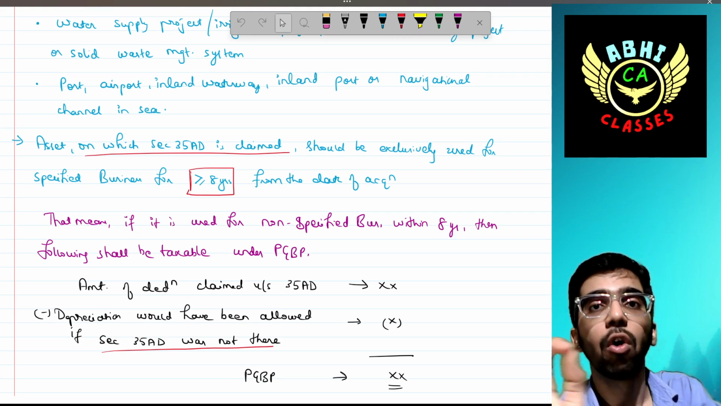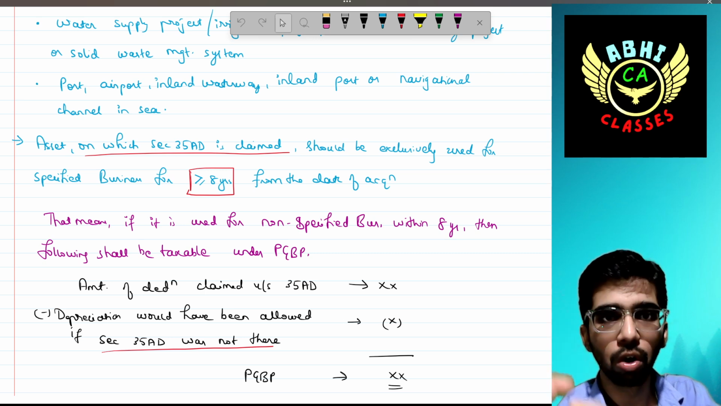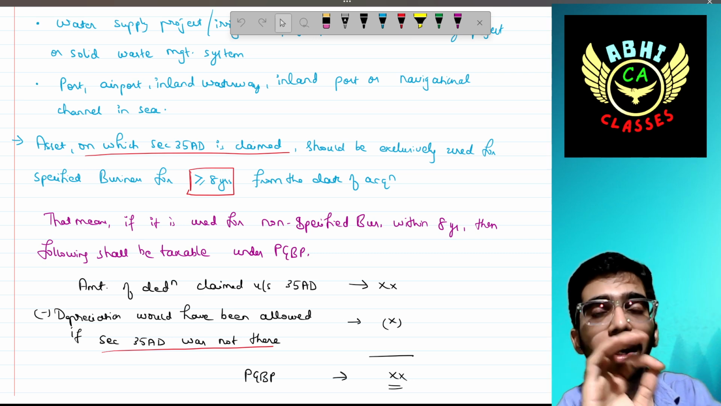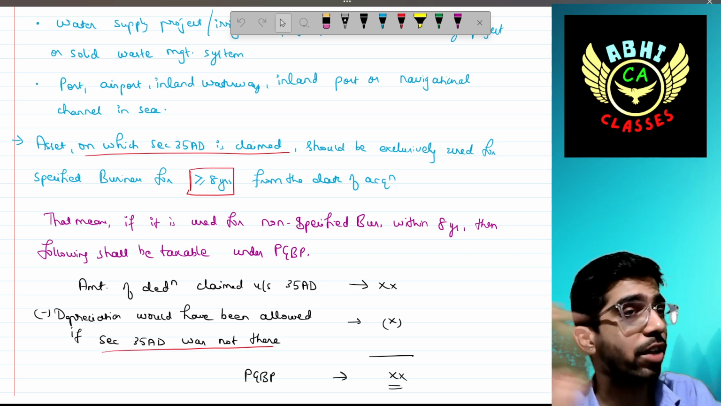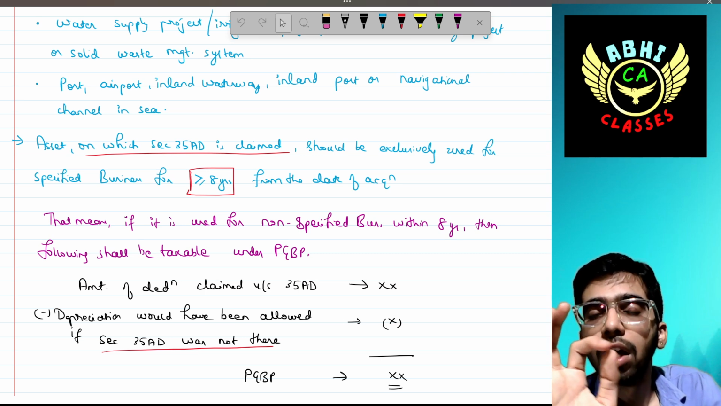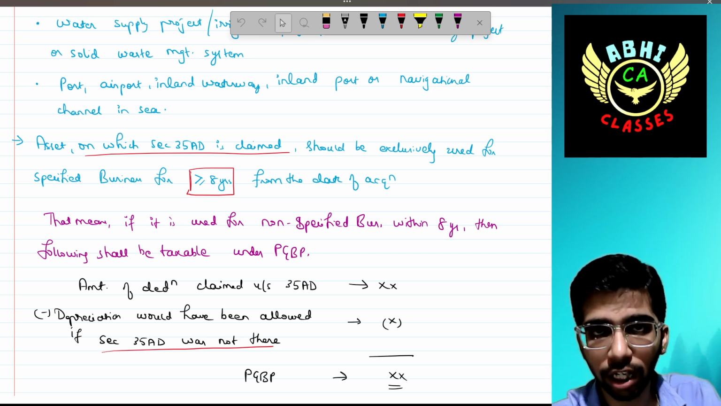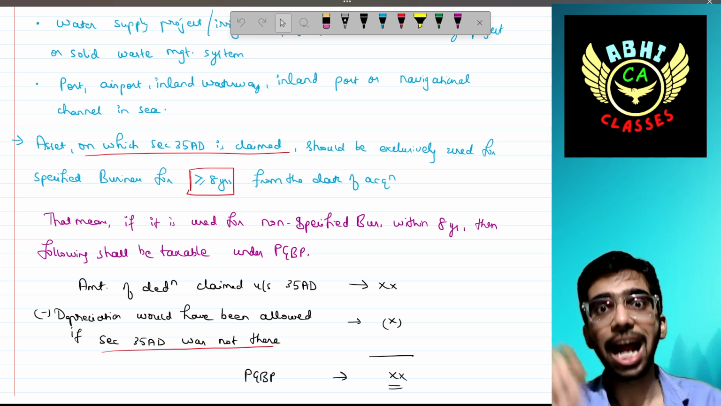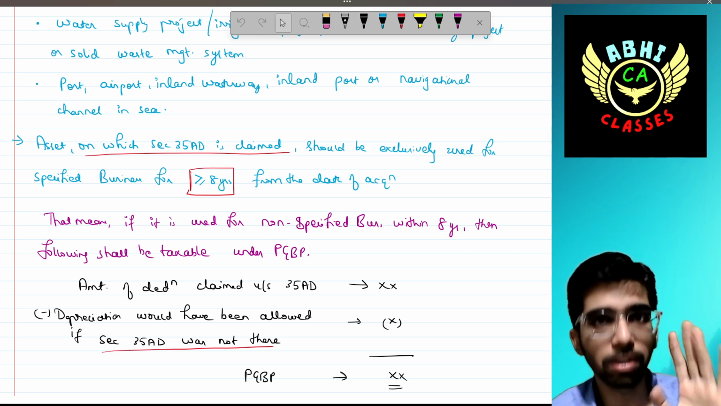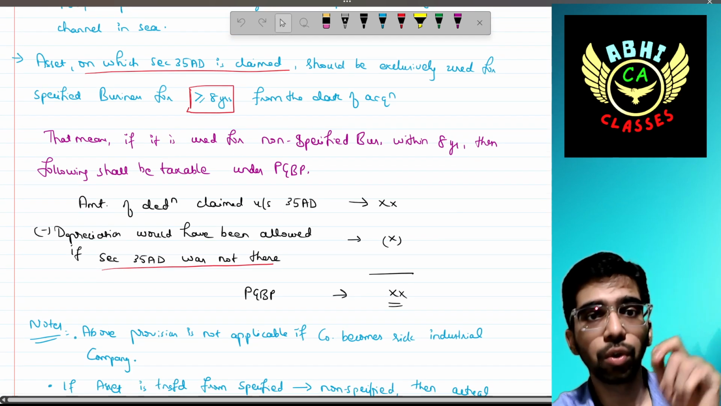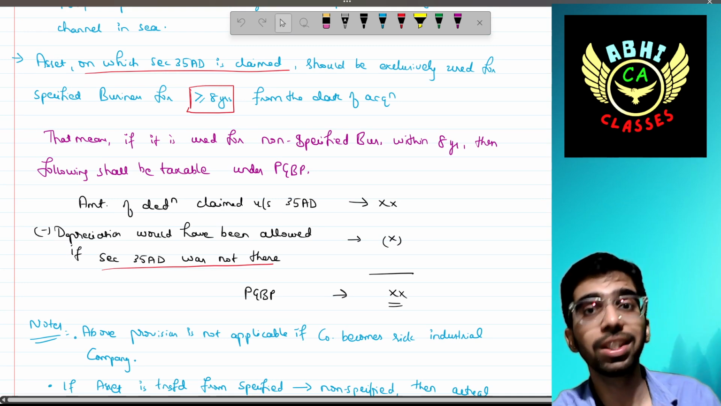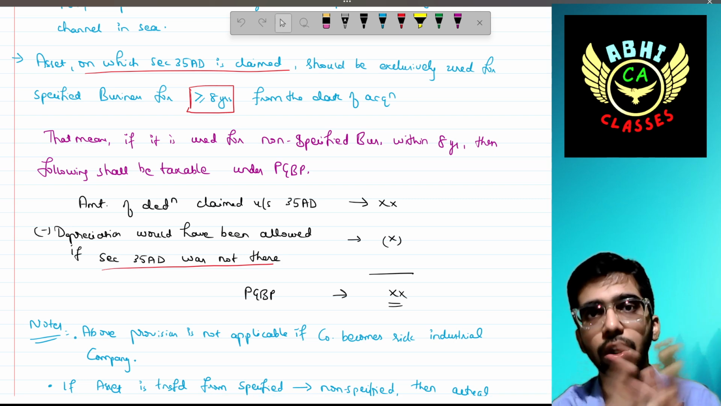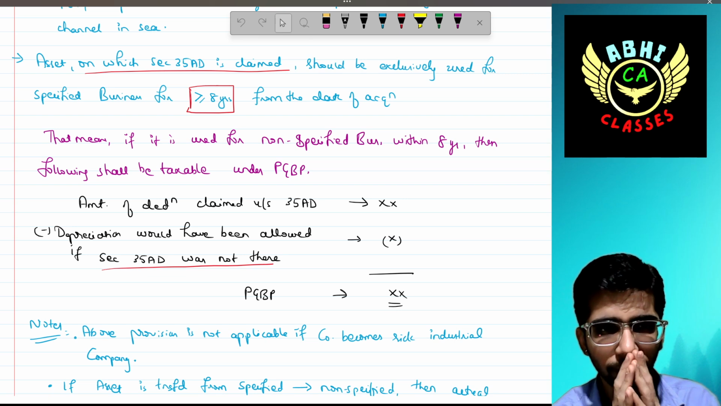Okay. Next, the asset on which Section 35AD is claimed, this is very important, should be exclusively used for that business for 8 years or more from the date of acquisition. It should not be diverted to any other business not under these 14 categories. That should be exclusively used for that specified business only. That means if it is used for a non-specified business within 8 years, then the following shall be taxable as PGBP. There is one restriction.